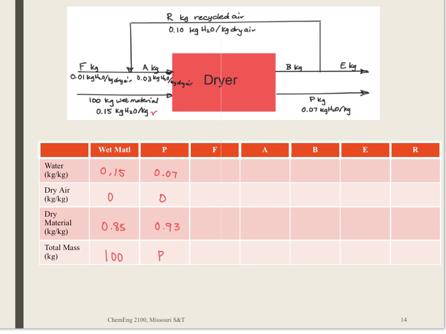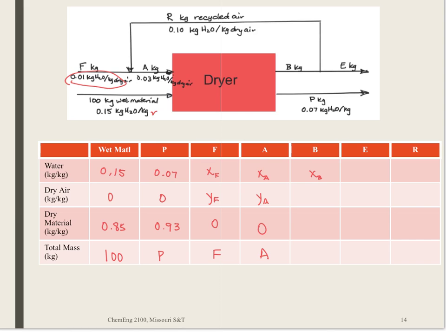Now the air is going to enter with a stream flow rate of F. It's going to contain no solids, but it will contain air and water. Unfortunately, this is not a mass fraction. It's not kilograms of water per kilogram total, it's per kilogram of dry air. So I end up with not actually knowing this or this. For A, I have a similar situation. I do not know the mass fraction of either of those. I know it does not contain solids, and the flow rate is A.